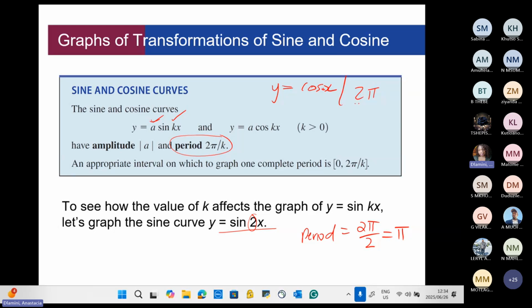Now, if the number is no longer 1, it's another value, let's say cos of 3x, for example, 3k. So meaning that the new period for this function will be 2 pi divided by the number next to x, which is 3. So this is the new period for this function over here. Okay, so we're looking at the number before the variable. Got you. Okay, thank you.